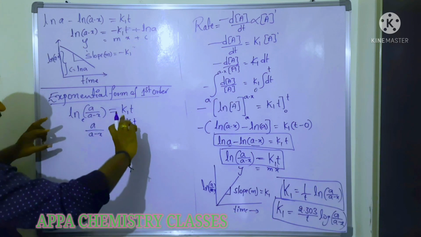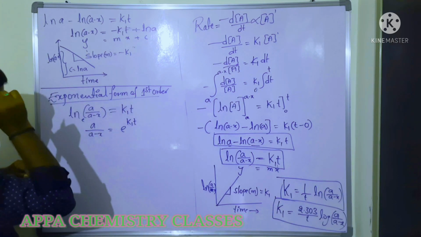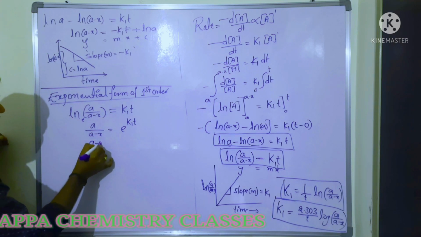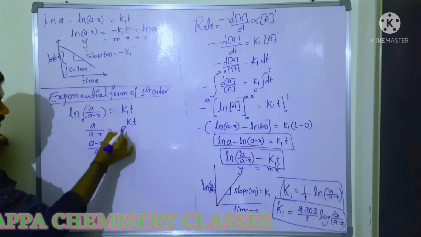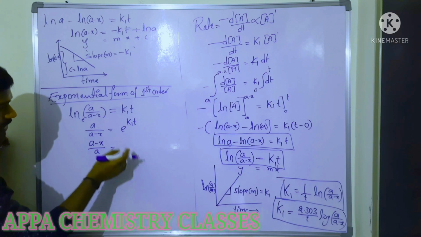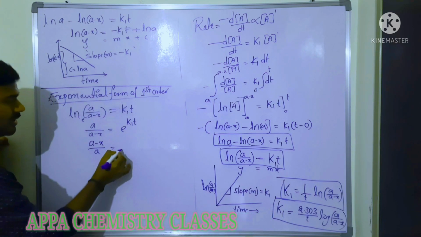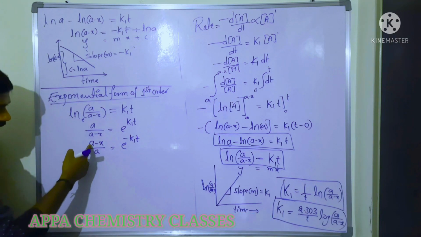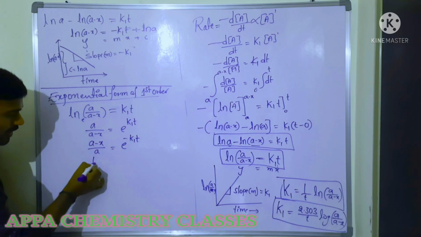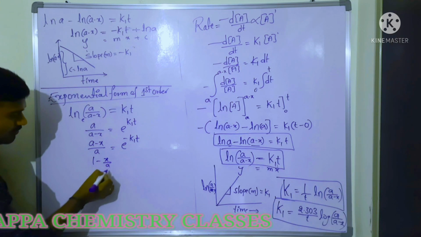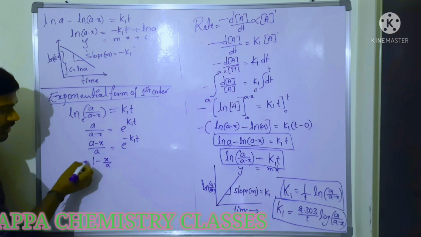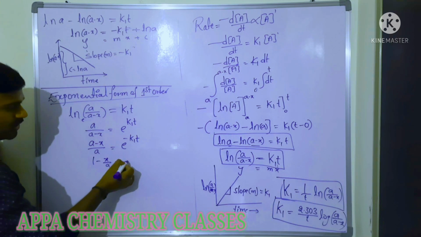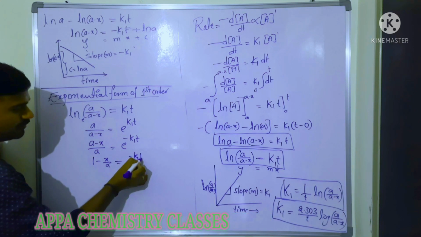So what I am doing is taking the reciprocal. Then (a minus x) by a becomes 1 by e power k1t, which goes up, meaning e power minus k1t. So (a minus x) by a can be written as 1 minus x by a. Again, if you take LCM a, we get the same. So then e power minus k1t.